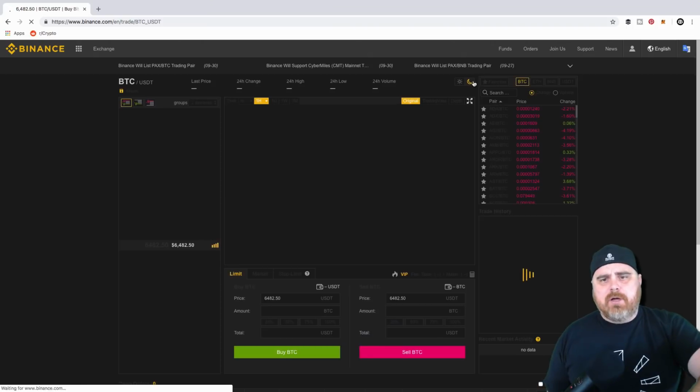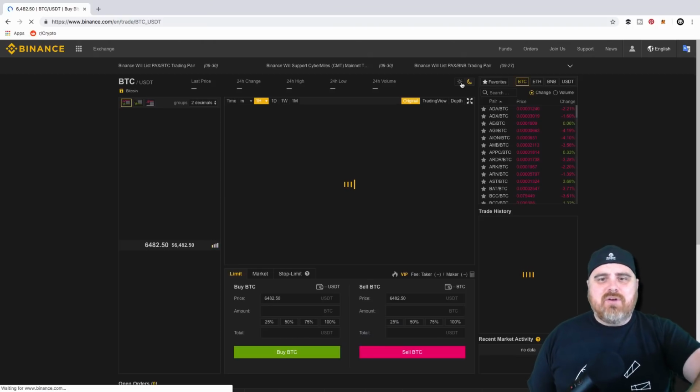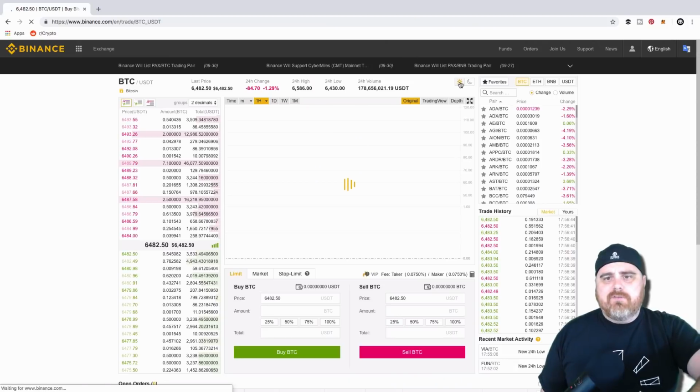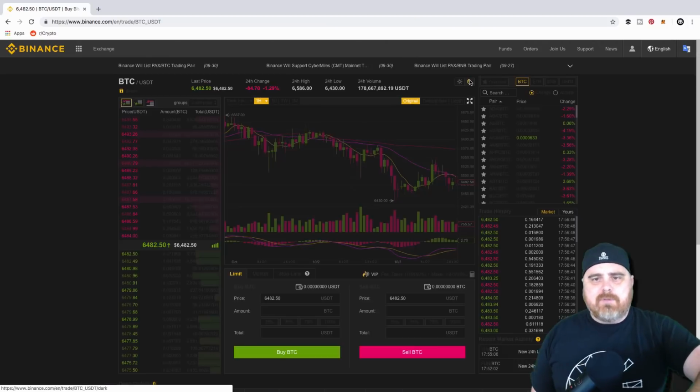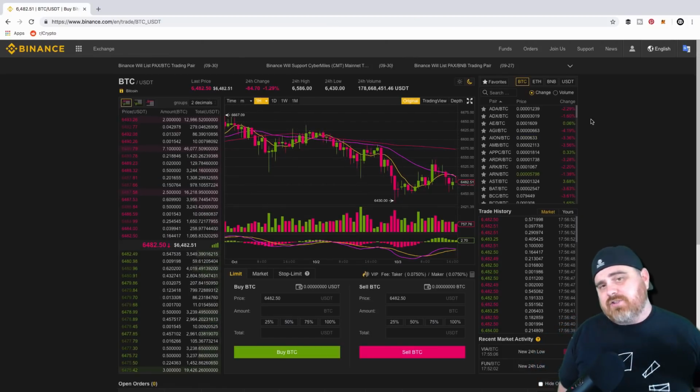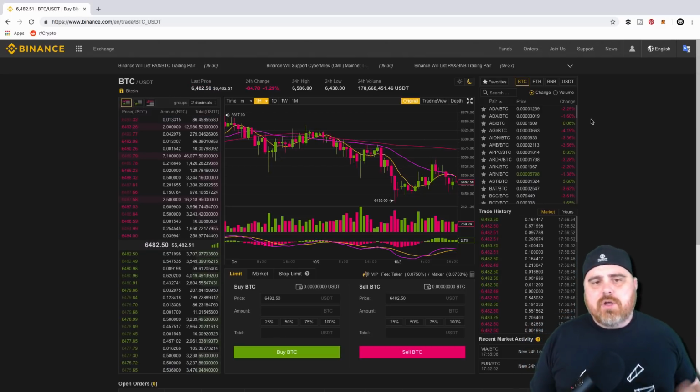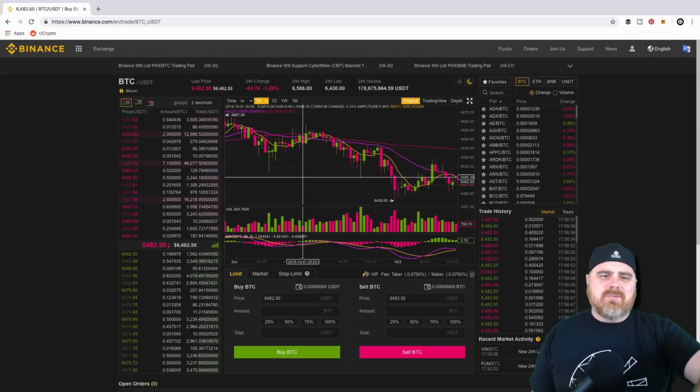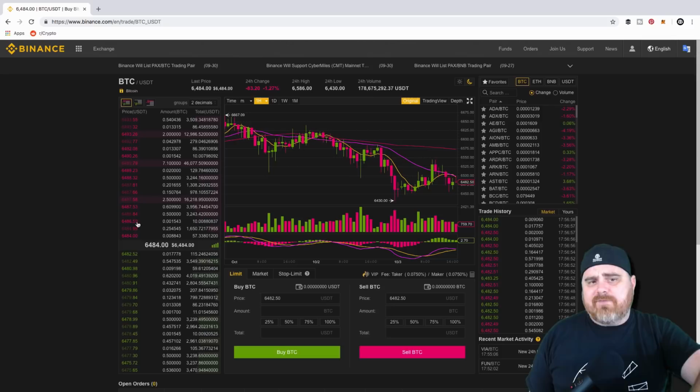Now I use night mode. So if you want to use day mode, you can click here on the sunshine for light mode, but most people use night mode because it's just the best. Everybody likes it. So this is going to show you some charts. You got some numbers over here. This might be confusing to you.